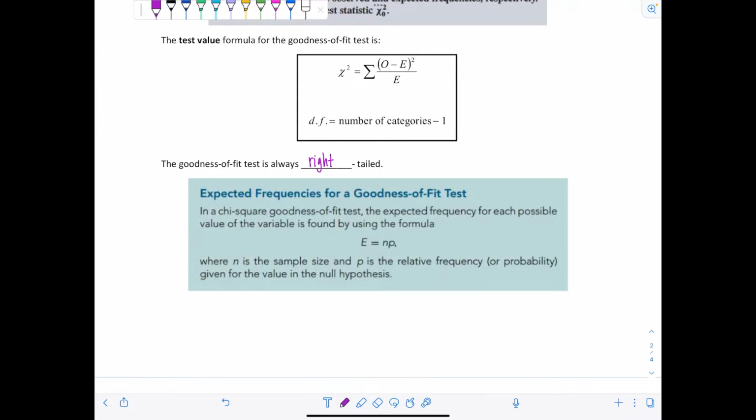And then all of the expected frequencies, the way you calculate them is you take the sample size n and then you multiply by p, which would be the relative frequency or probability assuming the null is true. All right, it might seem like a lot, but once we do a couple examples, it's going to be really straightforward. This is actually one of my favorite tests. I just like it. I like writing chi-square. It's a fun Greek letter to write. I like the test. I like how it works. Hopefully you enjoy it. Okay.